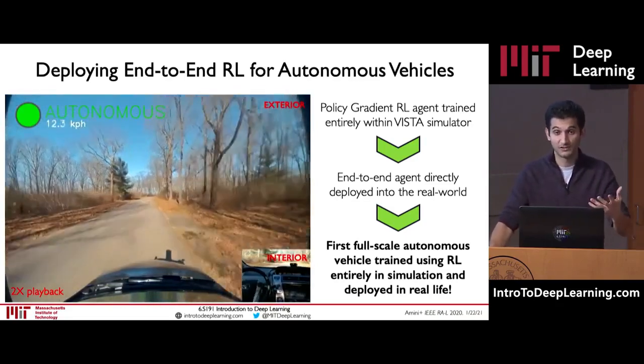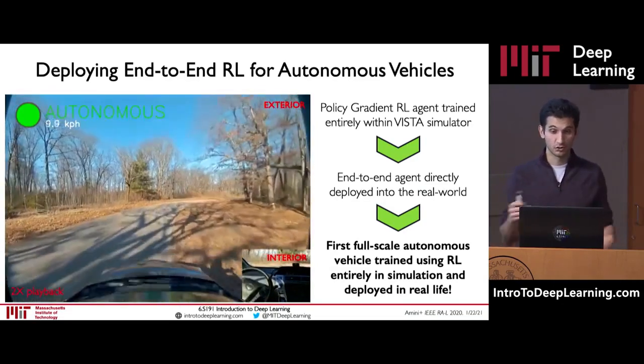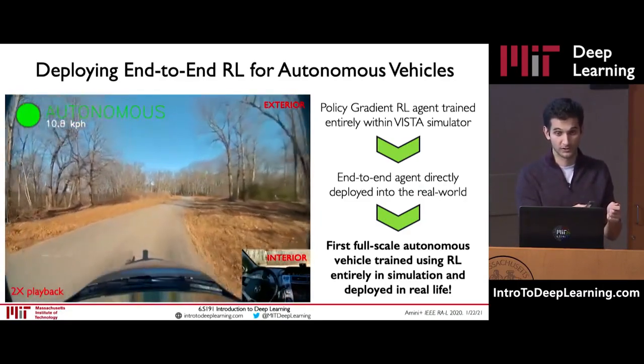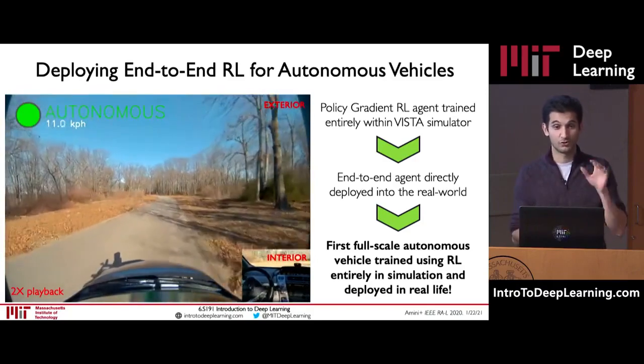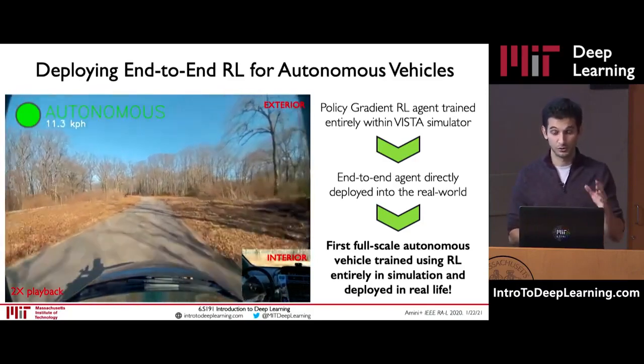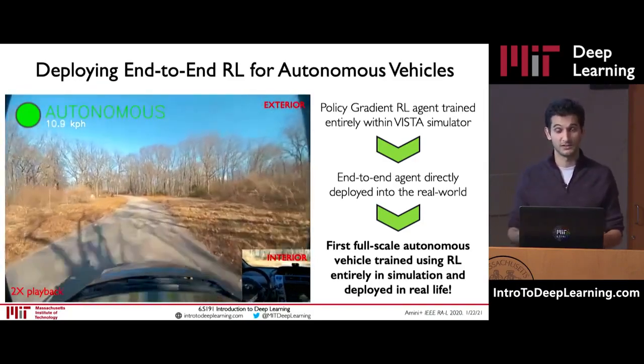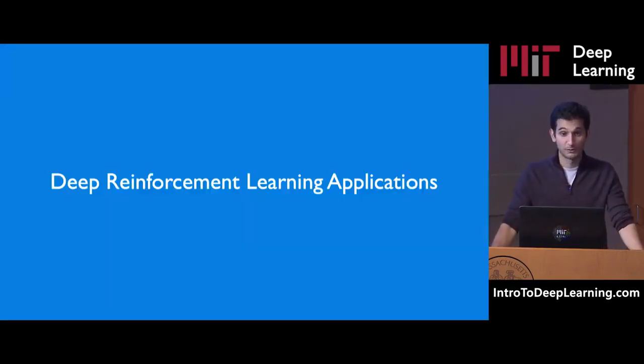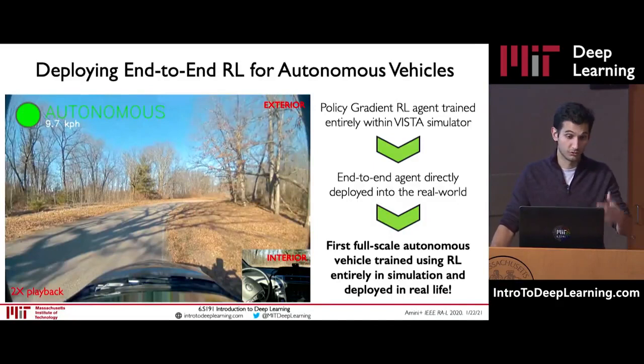And this represented the first time ever that a full-scale autonomous vehicle was capable of being trained using only reinforcement learning. There was no human supervision, and it was trained entirely in simulation and then deployed directly into reality. So that's a really awesome result. And in Lab 3, all of you will have the ability to, number one, play around with the simulator.